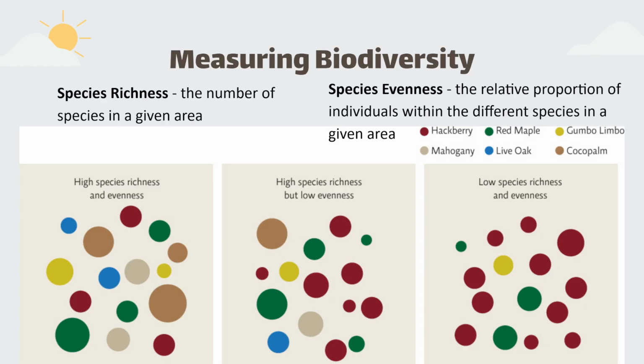So, how do we measure biodiversity? We're going to use two main components. The first one is species richness, which is simply the number of different species within a given area. The second is species evenness, which is the relative proportion of individuals within a different species of a given area. An ecosystem with both high richness and high evenness is generally considered the most biodiverse, meaning that many different types of species are present and their populations are roughly equal.